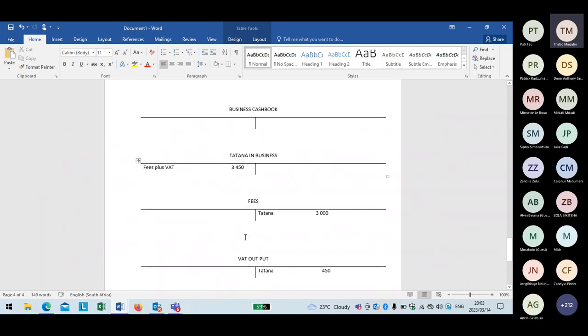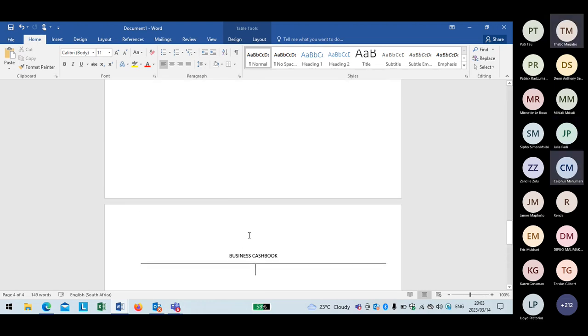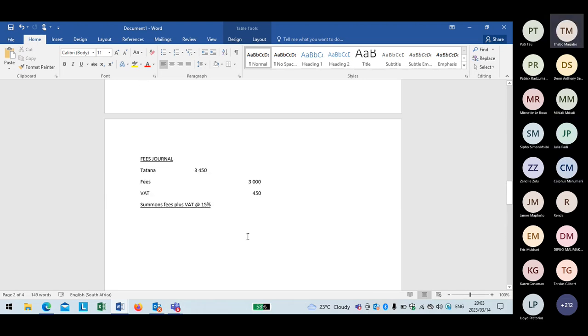Why is there a confusion? I think it's on the basis of the principle that if the fees on the general side are recorded on the left, everything else must be recorded on the left. Look at the journal. Where are the fees? On the right side. Okay, so the 3,000 and the 450 are on the right. I see that. Do you see that there is no difference between the journal and the ledgers? I see now. Okay.